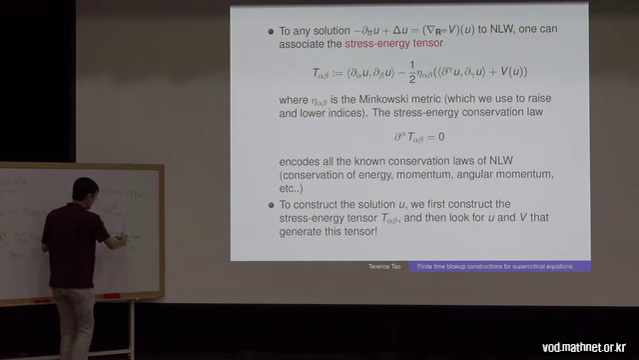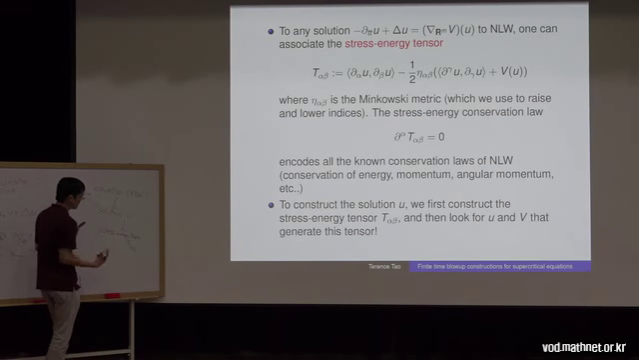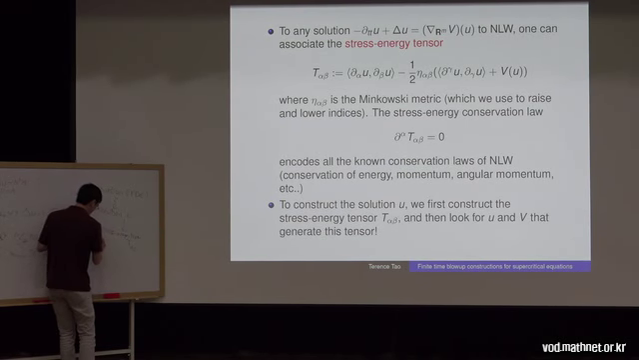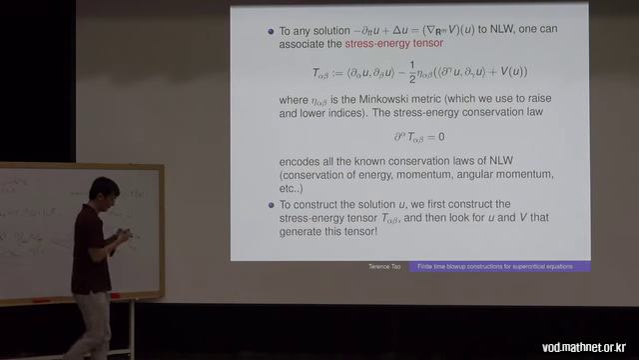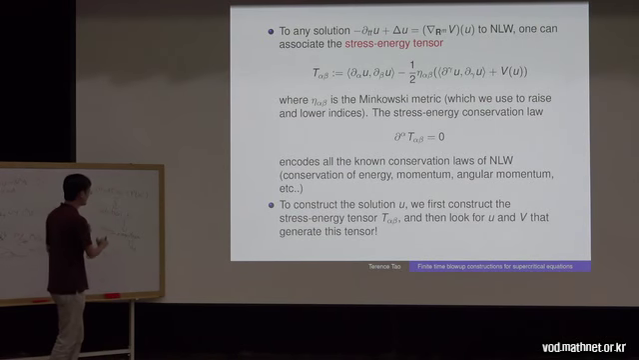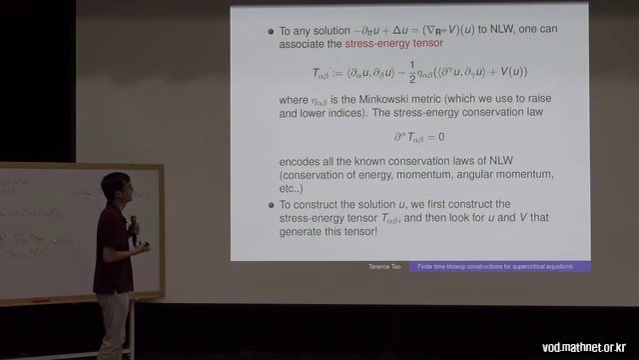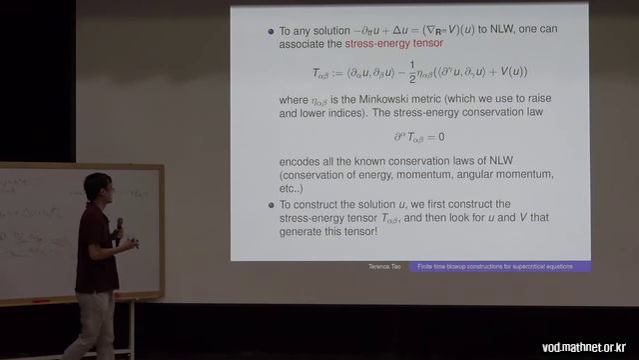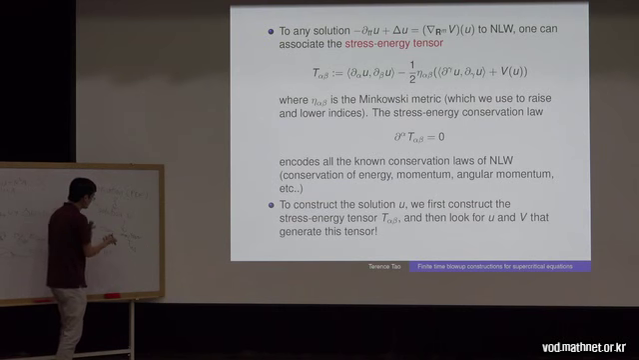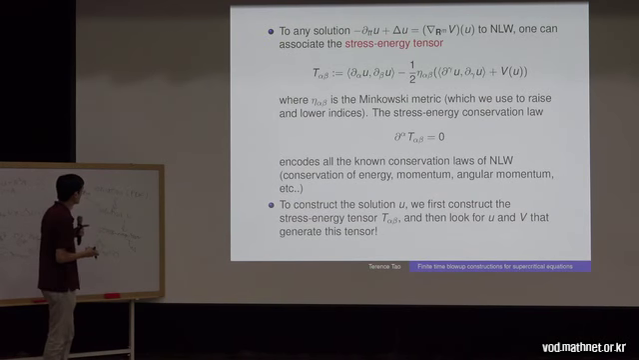And it obeys certain properties. So energy is conserved and momentum is conserved, and this leads to the stress energy conservation law. It turns out that this tensor is divergence free, in particular. It's positive definite, and it has some other properties. So this is a tensor which captures many of the physical features of your solution.